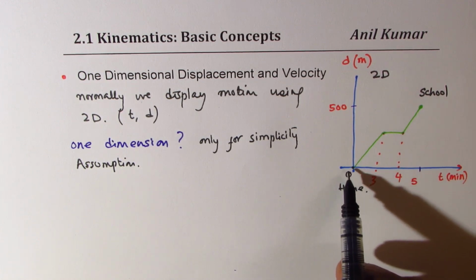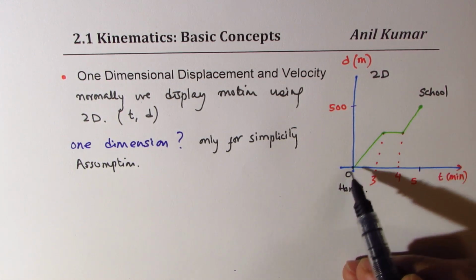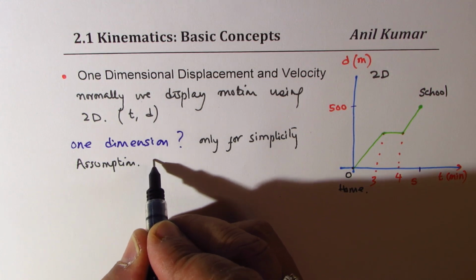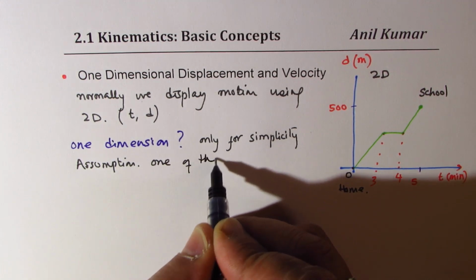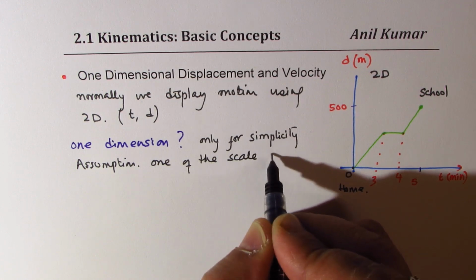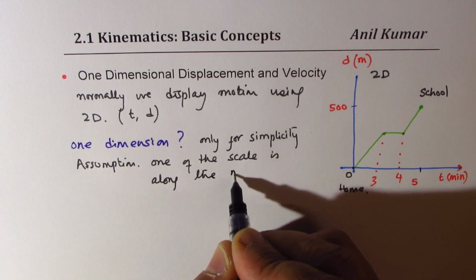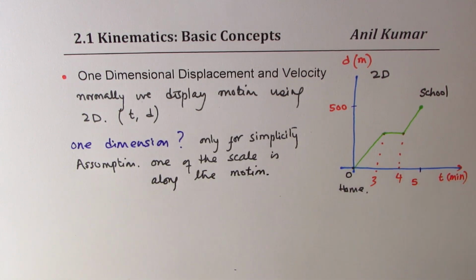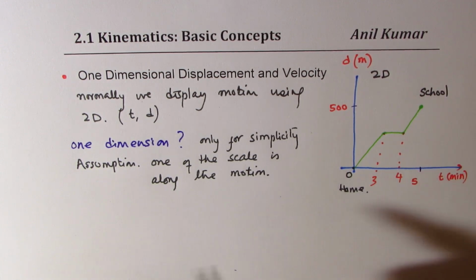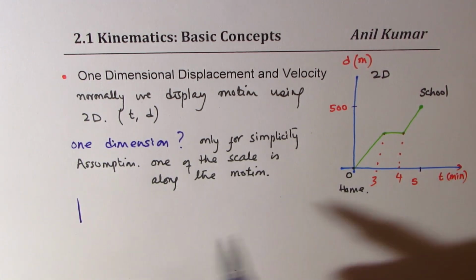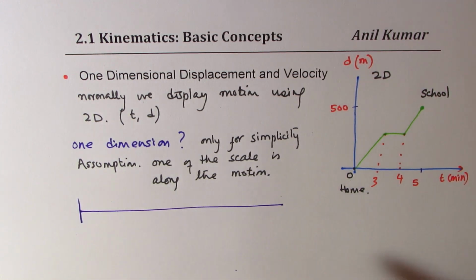that one of the scales is along the motion. Assumption is one of the scales is along the motion. So it becomes one dimension. Do you get my point, right? So we could say that this whole movement is kind of like this. Let me redraw this now. So we're talking about everything along this line. So that becomes one dimension.